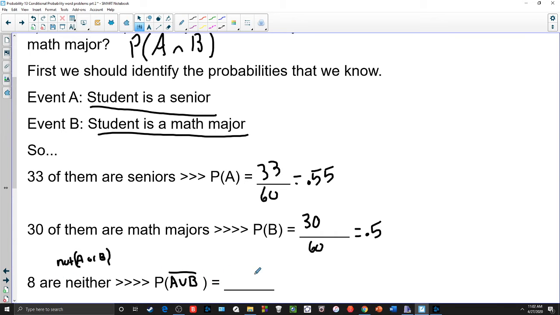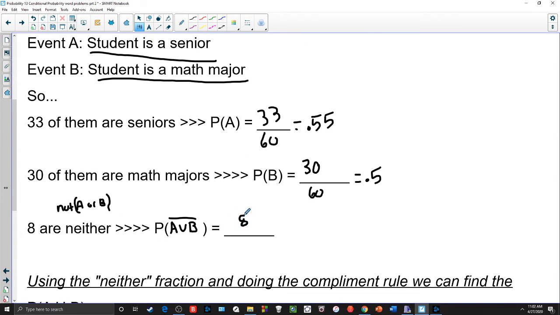So 8 are neither, which means that 8 of here would be 8 out of 60. Let's see here. That'd be, brain moment here, 0.133. So 0.13 repeating. So again, when you hear the word neither, this is very important. When you hear the word neither, that is the complement of the or. So neither is equal to 1 minus the or. So that's what neither means, neither is 1 minus the or version.